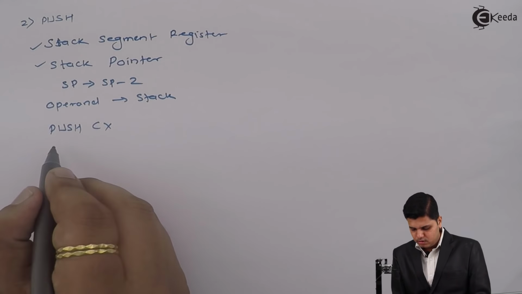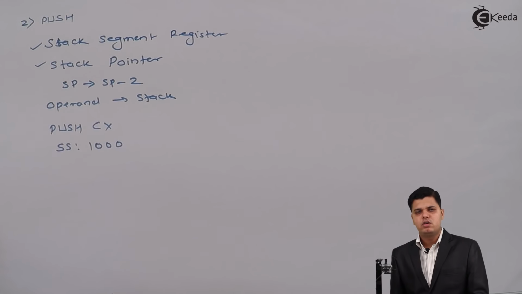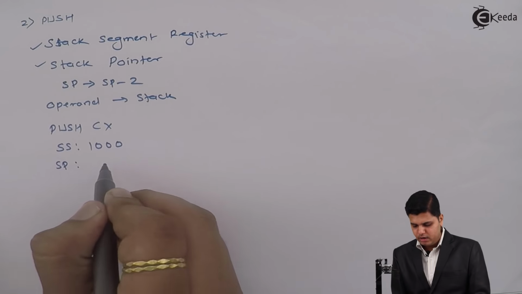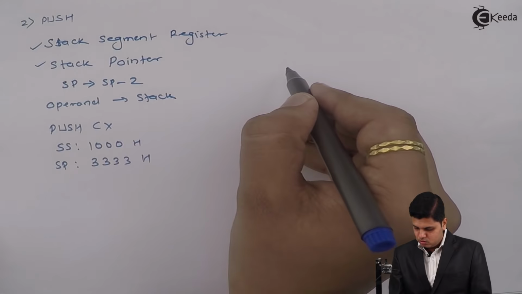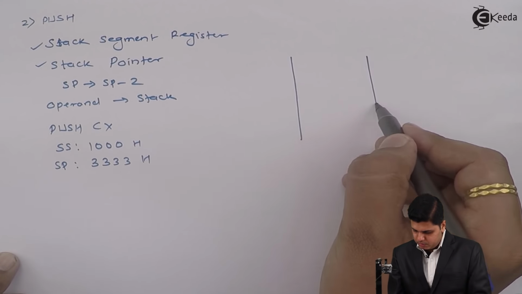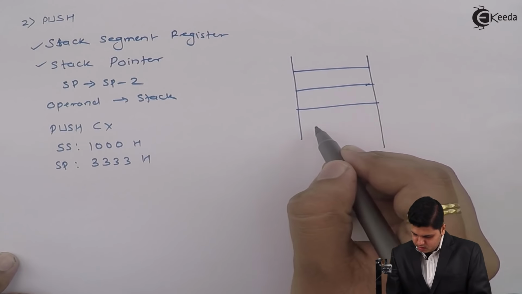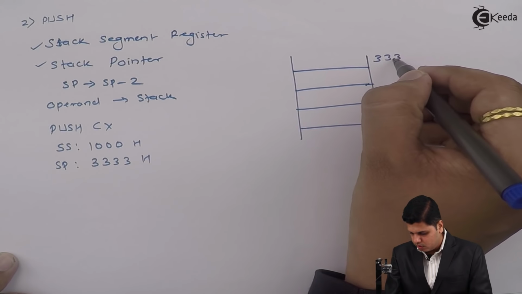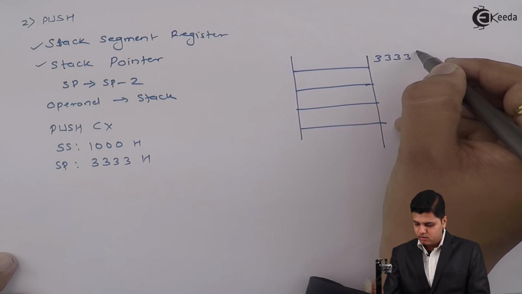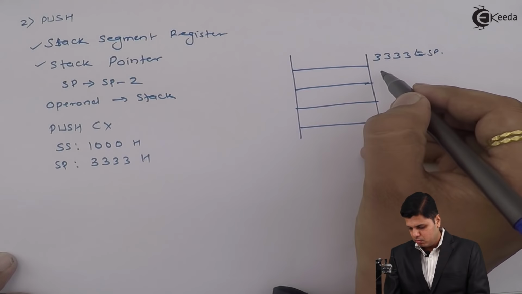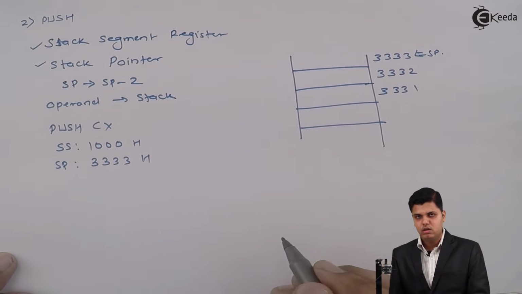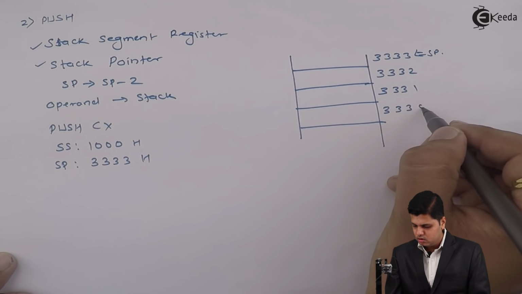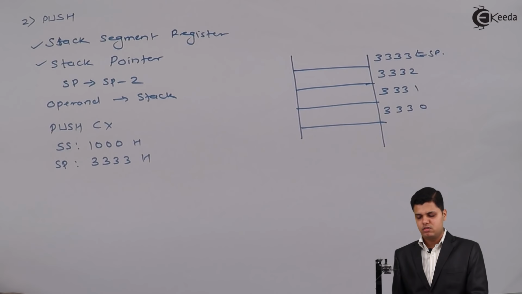Now the stack is pointed by 1000 and 3333. That means the current contents of the stack pointer is 3333, which is in hexadecimal. So if I draw a memory like this, these are the consecutive memory locations. So first the current stack pointer is 3333. Below that there will be the second location 3331 and 3330. Like that there will be a number of locations in the stack segment.